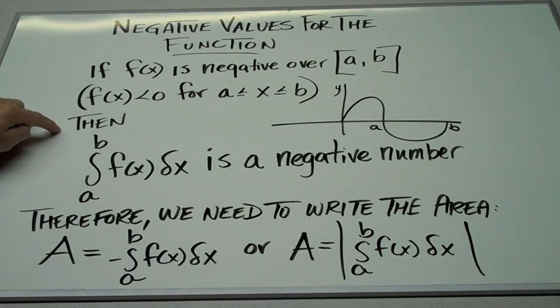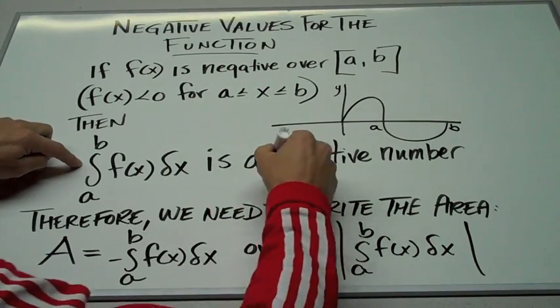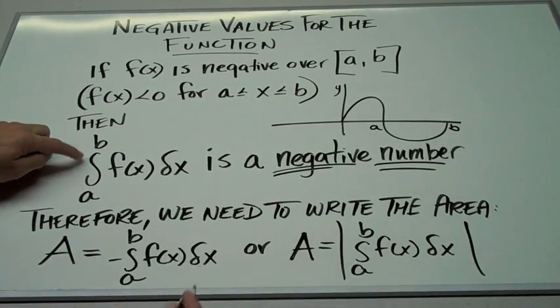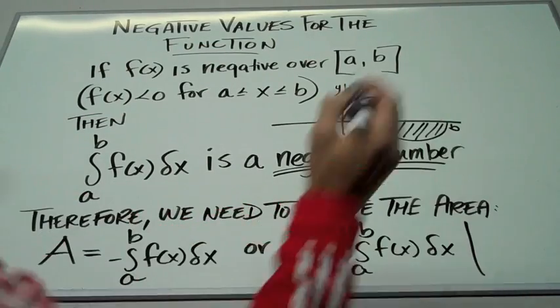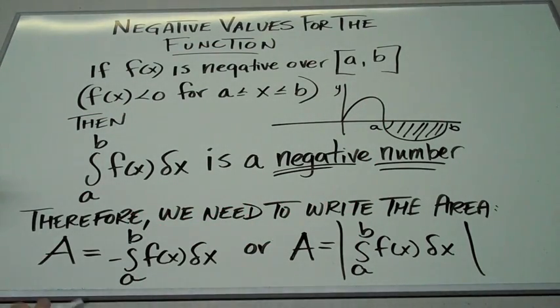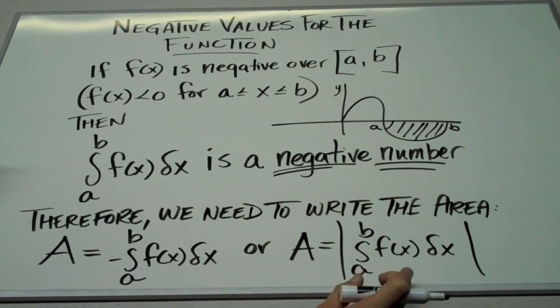If our function value is negative, then when we take the area, when we integrate this, we get a negative number. So if I integrate it from a to b here, and I'm looking for this striped area here, I'm going to get a negative number. Therefore, if we want to write the area, we have to consider that we're going to take the opposite of the negative area. Another way to think of that is take the absolute value of the integral.